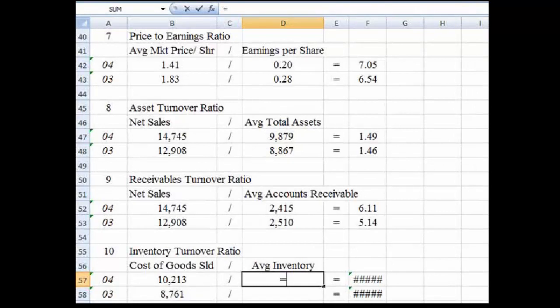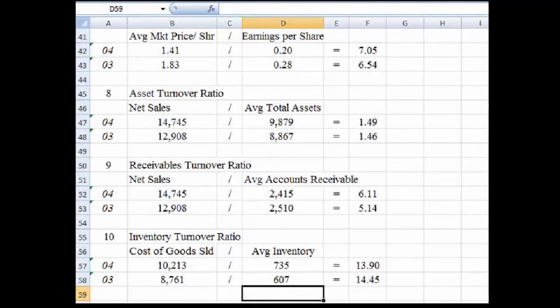The average inventory is calculated in the same manner as the other averages, and the numbers needed are at the top of page F497. In the cell under average inventory, the formula for 04 is open paren 776 plus 693 close paren divided by 2. For 03, it's open paren 693 plus 520 close paren divided by 2. The end result of 13.90 indicates that the company uses all its inventory over 13 times per year. In 2003, the ratio was a little better.